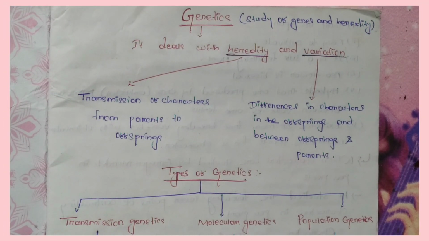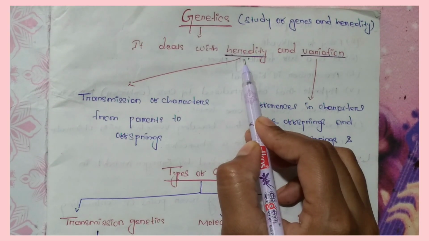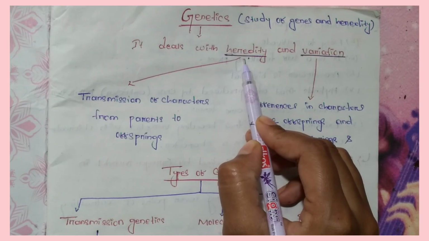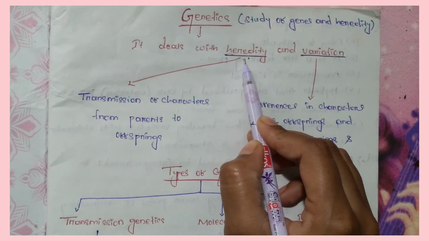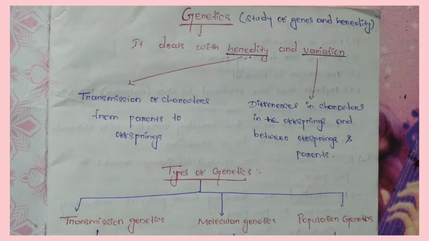Genetics is the study of genes and heredity. It deals with heredity and variation. What is heredity? Heredity is the transmission of characters from parents to the offspring. That means the characters which are present in the parents are transmitted to the offspring through the gametes, from generation to generation.